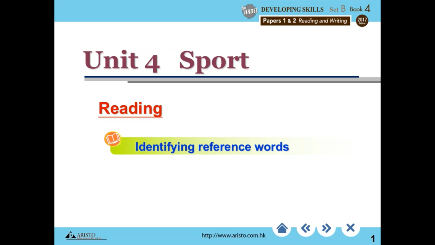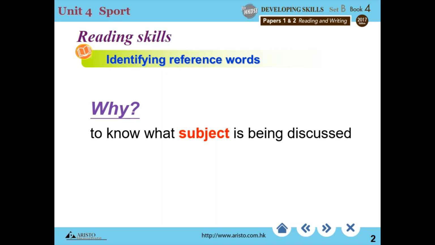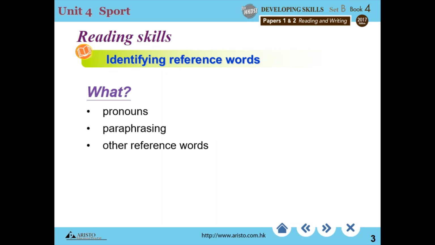In Unit 4, you'll learn to identify reference words in a text. We'll take a look at what this reading skill is and how to apply it in the Paper 1 exam. You may ask, why do we need to identify reference words in a text? We do this because it can help us know what subject is being discussed in the text. When we look for reference words, we can look at pronouns, paraphrasing, and other reference words.